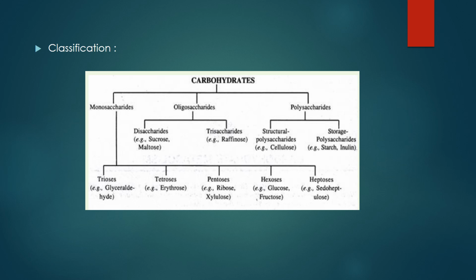Carbohydrates are mainly classified into three types: monosaccharides, oligosaccharides, and polysaccharides. Monosaccharides are again classified into trioses, tetroses, pentoses, hexoses, and heptoses. Oligosaccharides are classified into disaccharides and trisaccharides. Polysaccharides are classified into structural polysaccharides and storage polysaccharides. Now we are going to study monosaccharides.